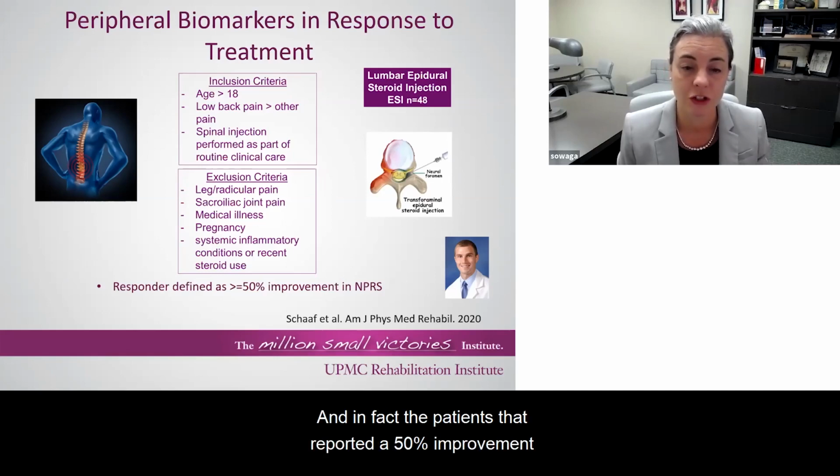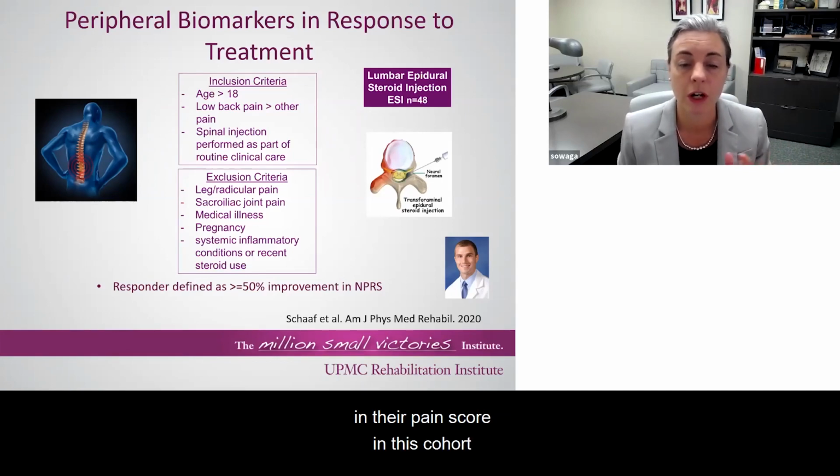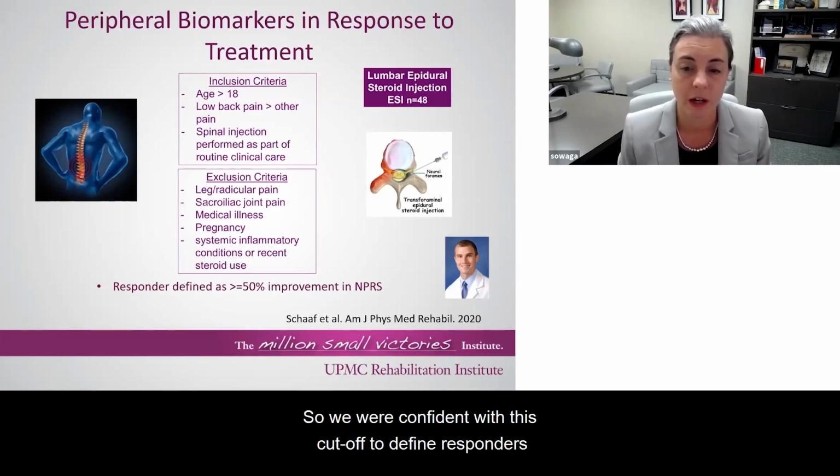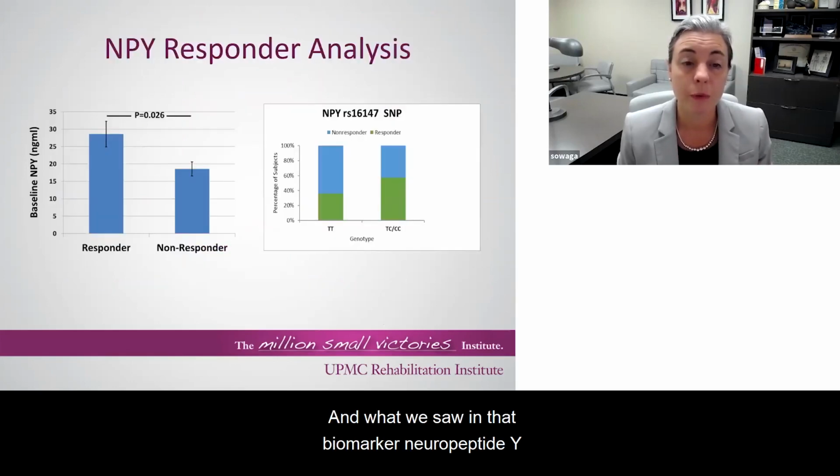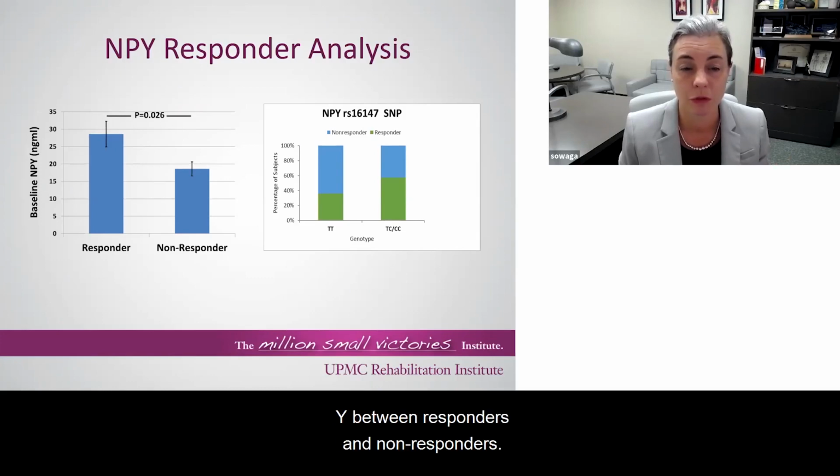And in fact, the patients that reported a 50% improvement in their pain score in this cohort also demonstrated significant improvement in their disability-related scores. So we were confident with this cutoff to define responders versus non-responders. And what we saw in that biomarker, neuropeptide Y, that I mentioned, was a significant difference between the circulating levels of neuropeptide Y between responders and non-responders. And this was very suggestive that this might be important in helping us predict that.